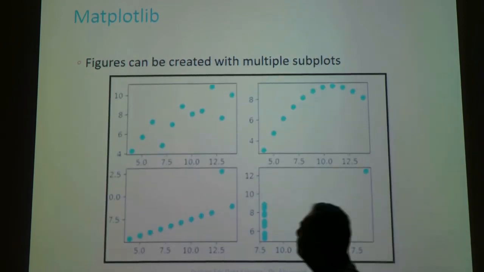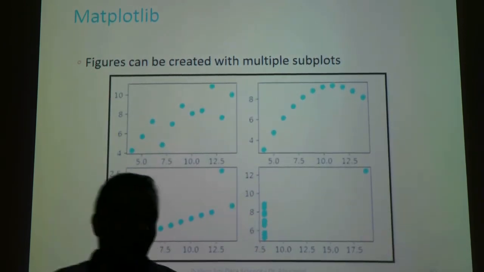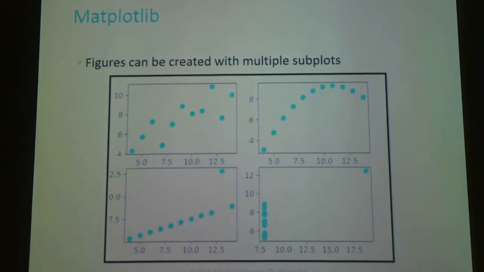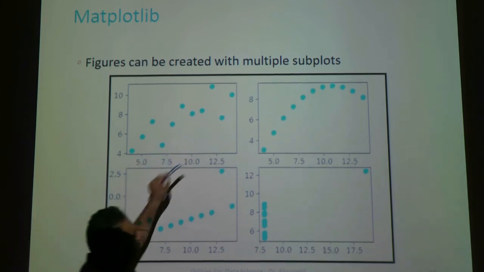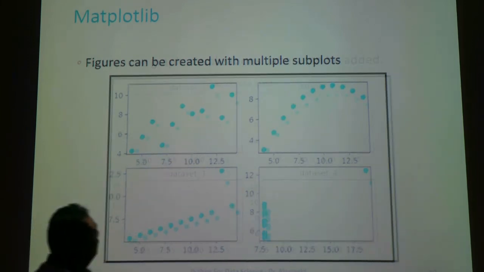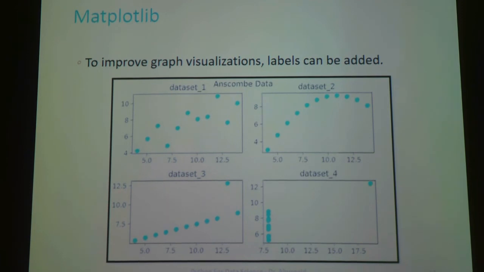If I need to draw the four of them together in one canvas, so this is the figure. Figures can be created with multiple subplots. So this is for the 1, 2, 3, 4. We could add the titles, we could add the axes for all of that.